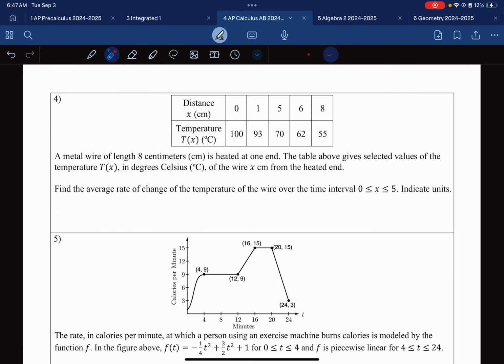All right, number 4. We've got a metal wire. Things are happening. Luckily, these easy questions in Unit 1, you don't have to worry about the context too much. Maybe the units will come back to bite us. Who knows? Okay, so find the average rate of change.